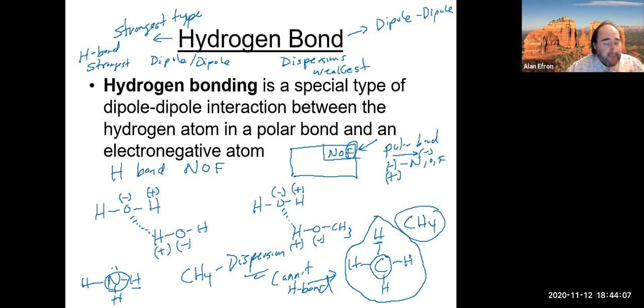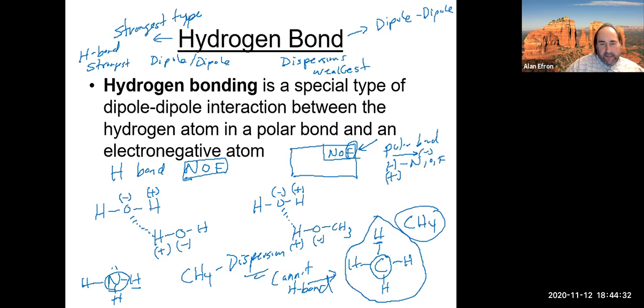Even though it has hydrogen, sometimes people make a mistake. They think that just because there's hydrogen there, it definitely has the ability to hydrogen bond, and it doesn't. The hydrogen does have to be bonded to one of these atoms. That's going to create the polar bond you need, that separation of charge you need, to be able to pull off hydrogen bonding.